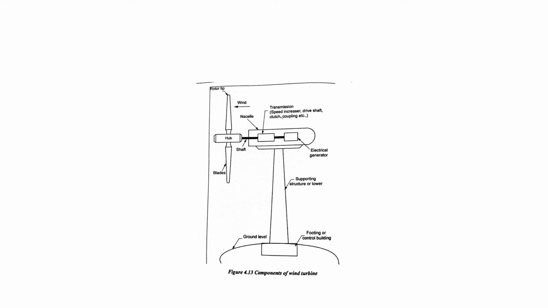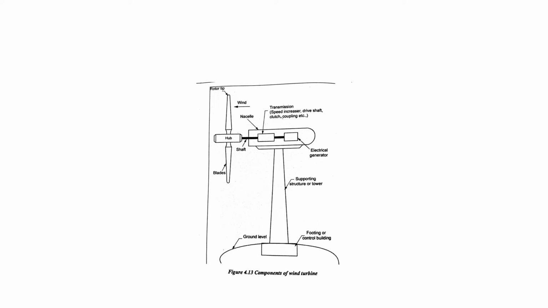So these 3 or 4 blades will be connected to the hub, and this hub shaft is connected to the transmission system, that is a speed increaser, drive shaft, clutch and coupling. The entire housing is termed the nacelle, the housing which is at the top of the tower.